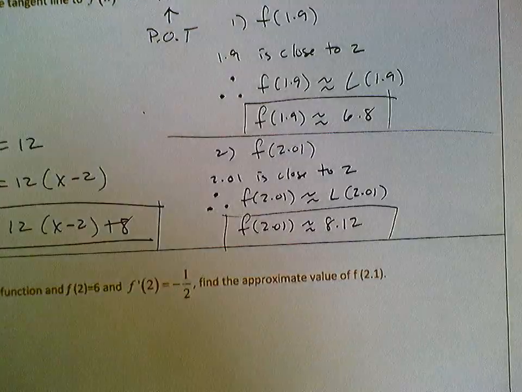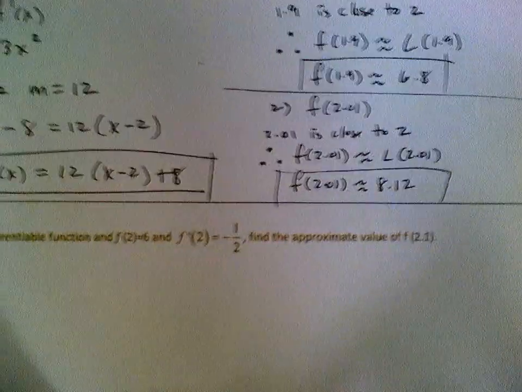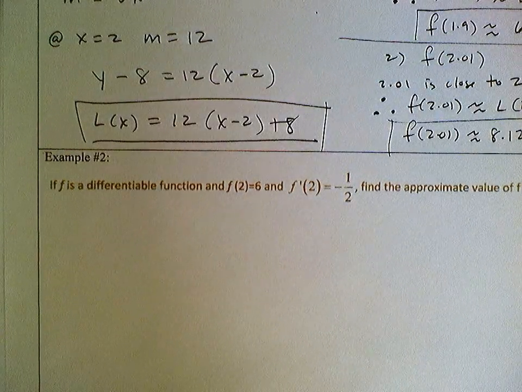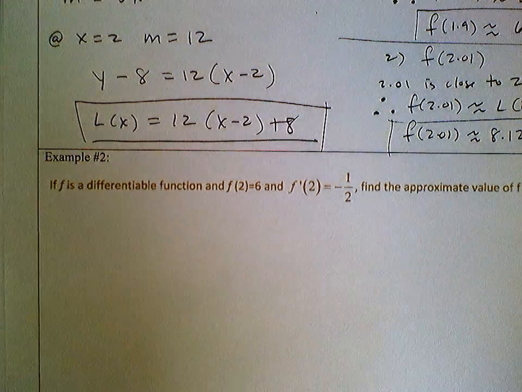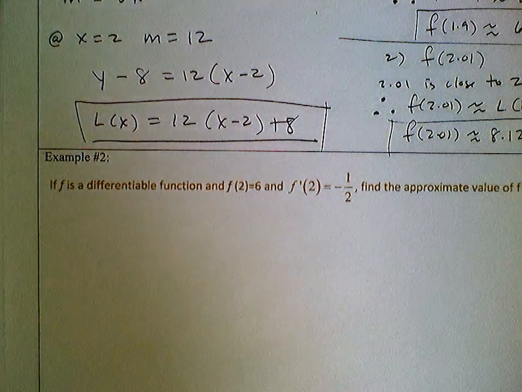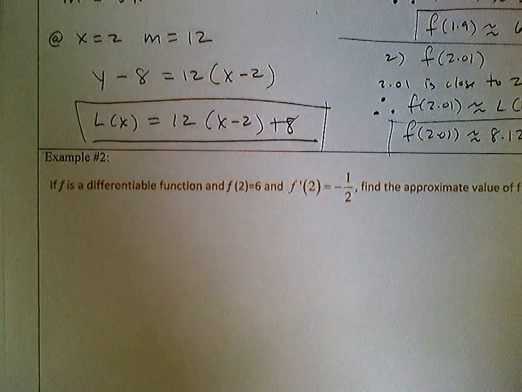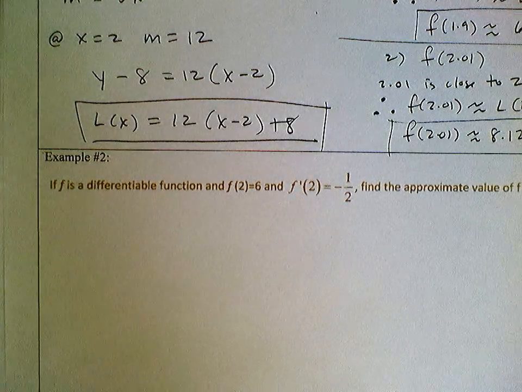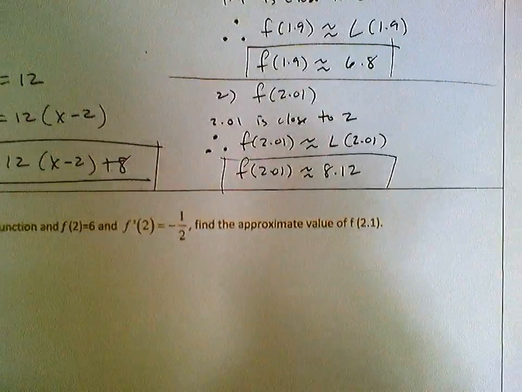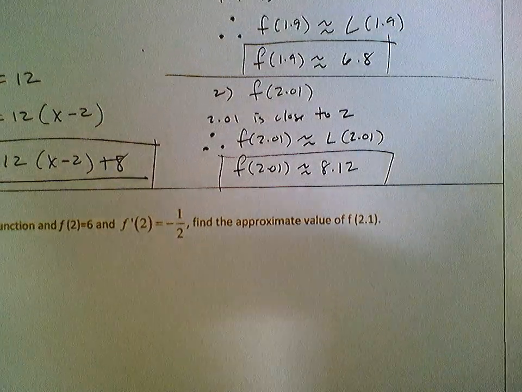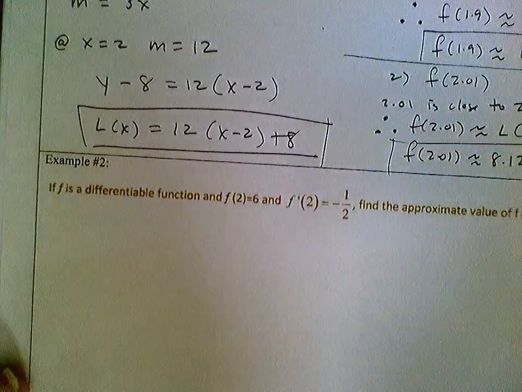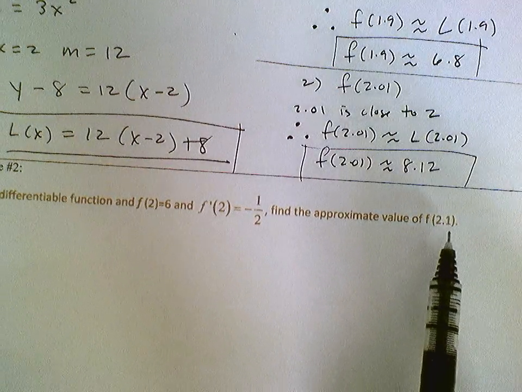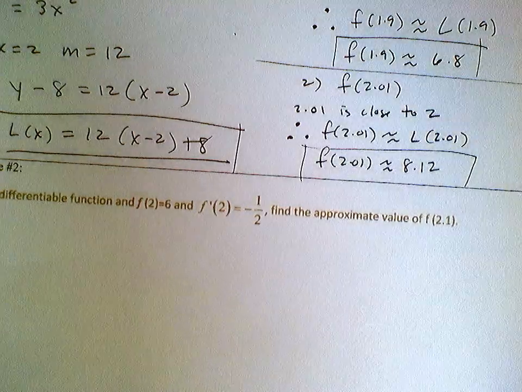Okay, so there's that. Now, down here, we're going to do example number 2. If f is a differentiable function, and differentiable just means you're able to take its derivative. You will see in the future sometimes you can't take the derivative. So if f is a differentiable function, and f of 2 equals 6, and f prime of 2 equals -1/2, find the approximate value of f of 2.1. Now guys, we have no idea what the function f is. So we can't just plug 2.1 into f to find its output.